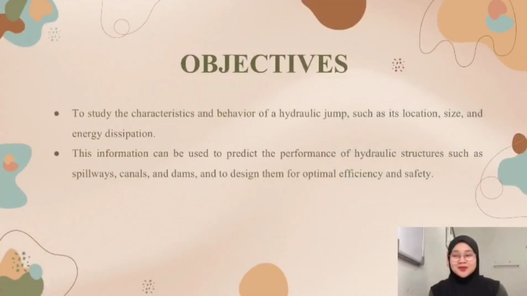Next is the objective. The objective of this experiment is to study the characteristics and behavior of a hydraulic jump, such as its location, size, and energy dissipation. This information can be used to predict the performance of hydraulic structures such as spillways, canals, and dams, and it is also important to design them for optimal efficiency and safety.